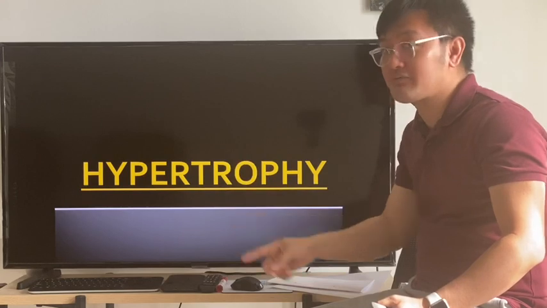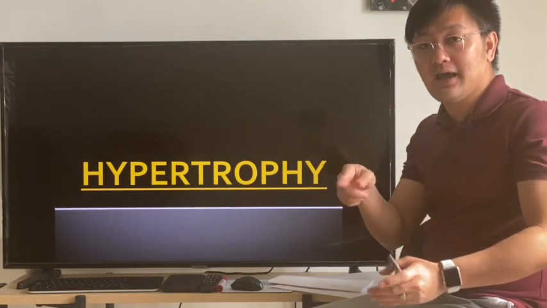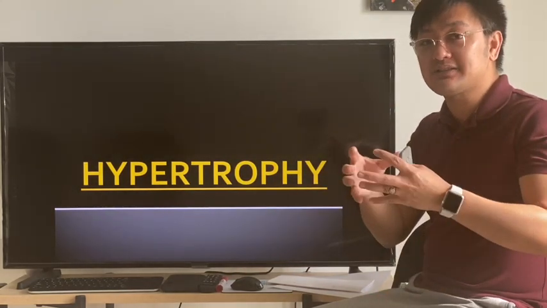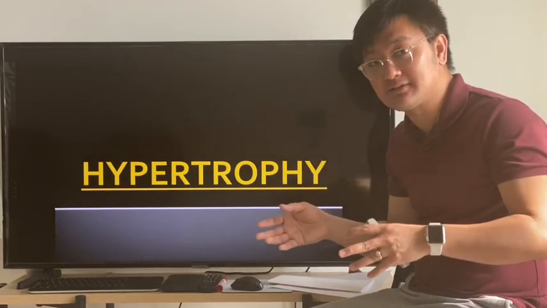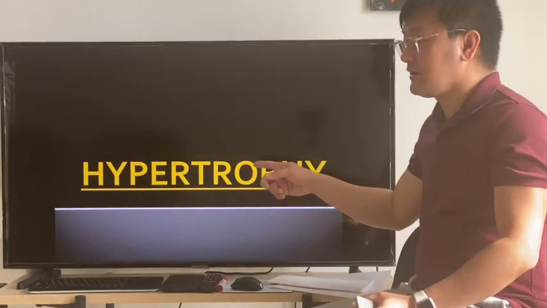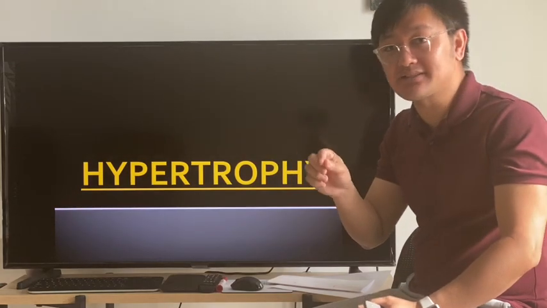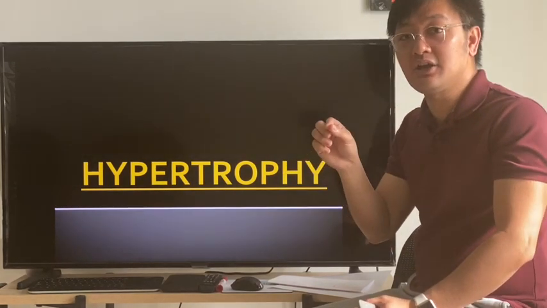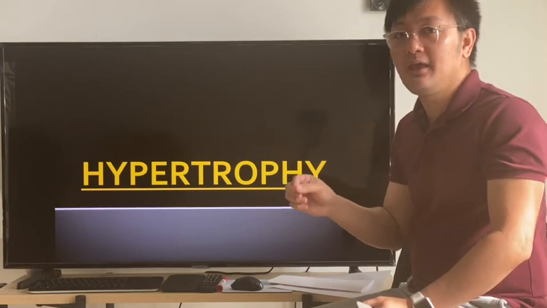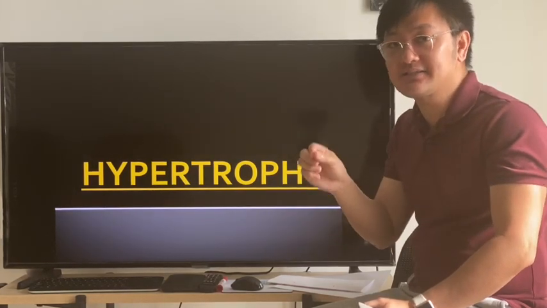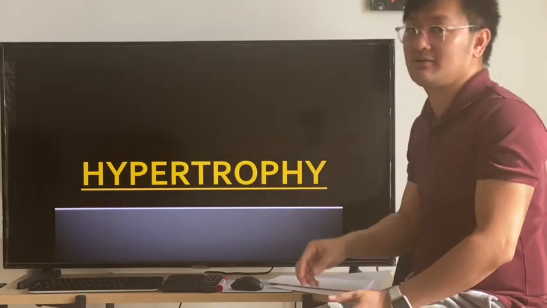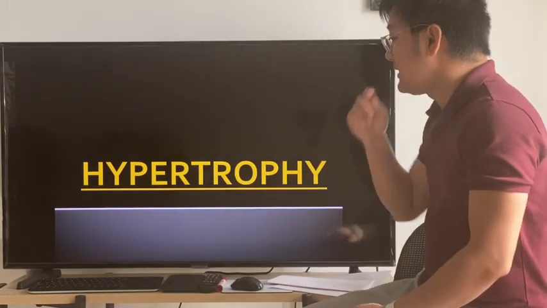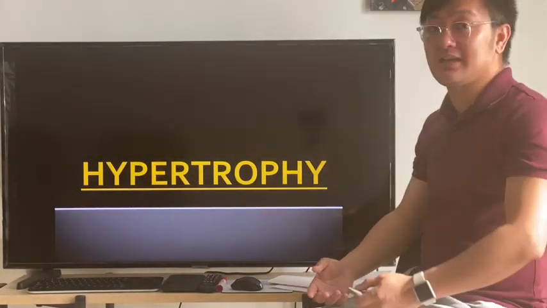What makes it different from hyperplasia is that in hyperplasia, there could be increase in the size of an organ brought about by increase in the number of cells. In hypertrophy, only increase in the size of cell without increasing the number of cells. In hyperplasia, the size of the cell remains, it's just that the number of cells increase, okay? So hypertrophy is increase in the size.